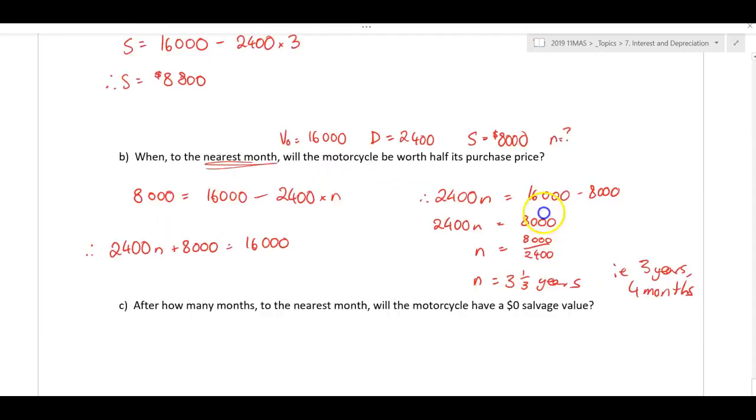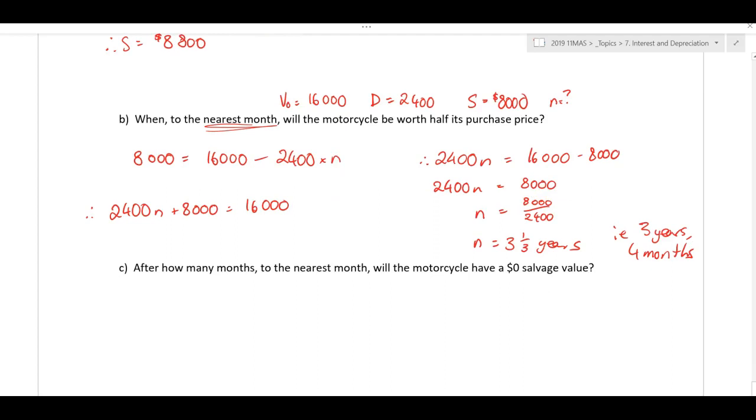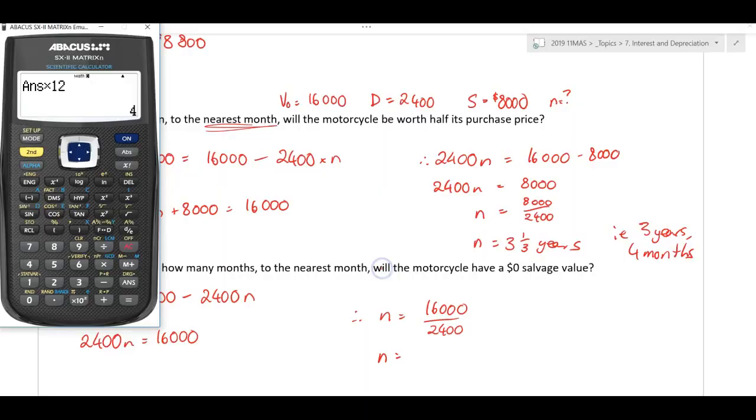Okay, next part, after how many months to the nearest month, will it have a $0 salvage value? Well, I'm going to say 0 equals 16,000 minus 2,400 n, similar to what we did last time. Now, this is the shortcut. I'm going to say 2,400 n equals 16,000. Therefore, n is 16,000 on 2,400. N equals 16,000 divided by 2,400.